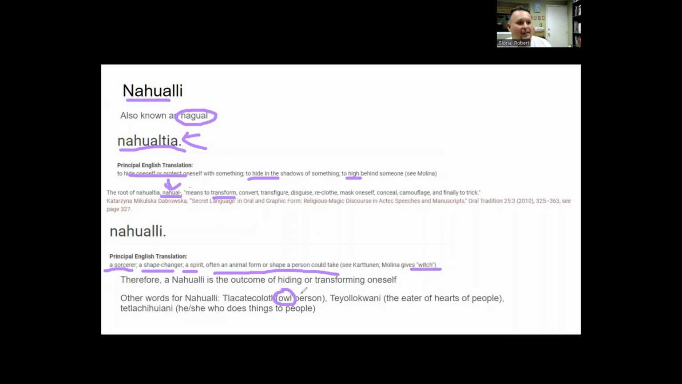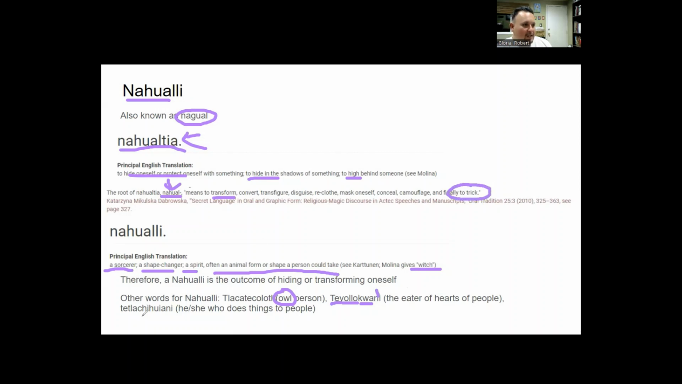Another one is the Yolokwani. This is really cool. The Te part is people. The Yolo part is the heart. And the Kwa is eat, right? So the Ni is just the person. So it's the eater of hearts of people. It's a really cool word. So you can see that one is maybe the one that's like tricking or hurting people, right?